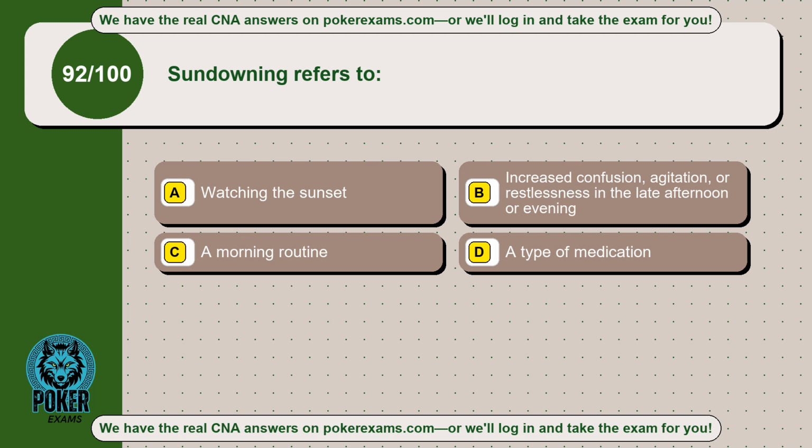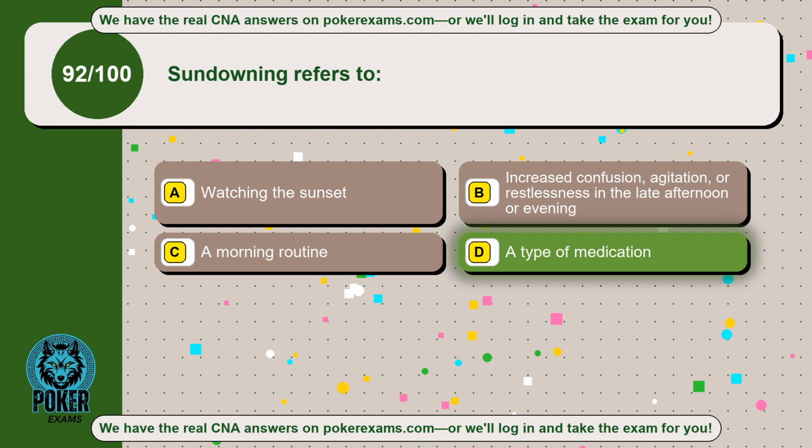Question 92. Sundowning refers to: Option A. Watching the sunset. Option B. Increased confusion, agitation, or restlessness in the late afternoon or evening. Option C. A morning routine. Option D. A type of medication. The correct answer is option D.